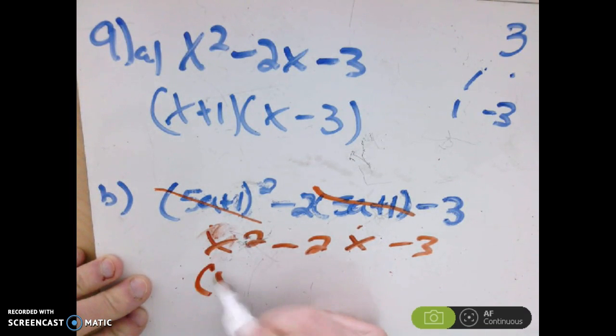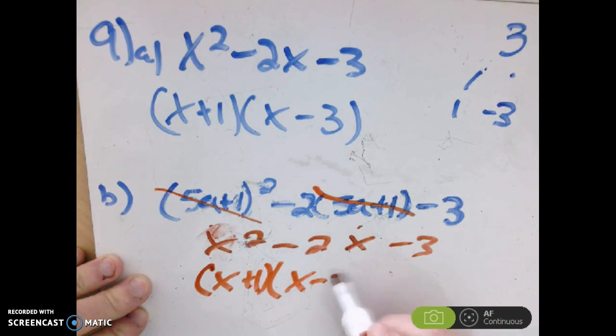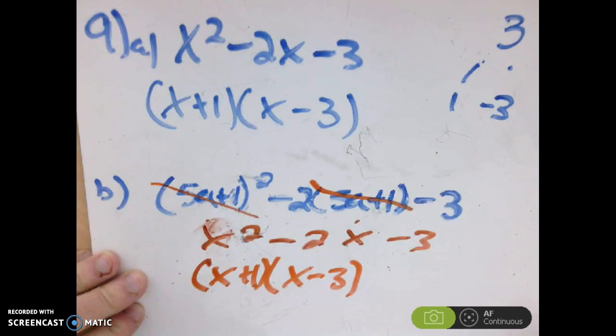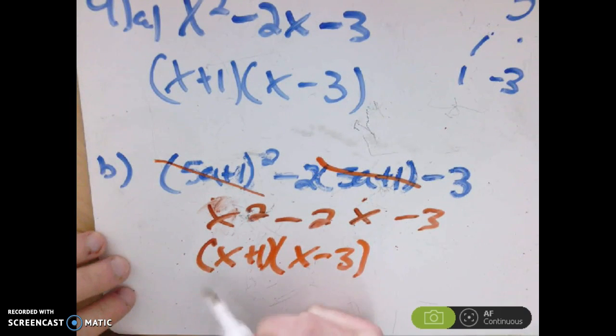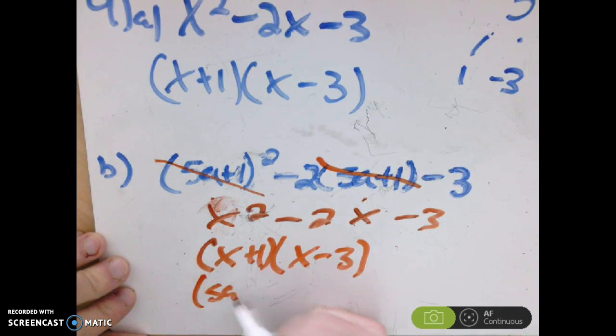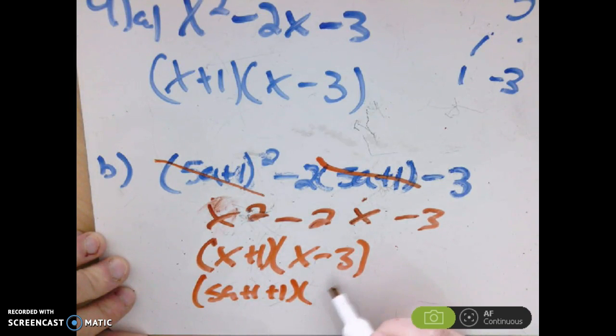So now I'll have x plus 1 times x minus 3. Am I done? Not quite, because I didn't really have x. What I had was 5a plus 1. So I'll just replace it. I'll do 5a plus 1 plus 1 times 5a plus 1 minus 3.